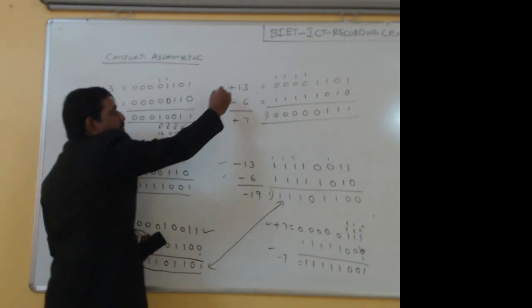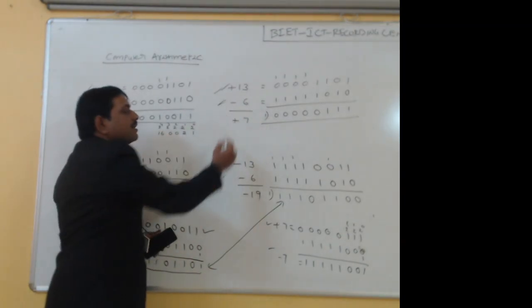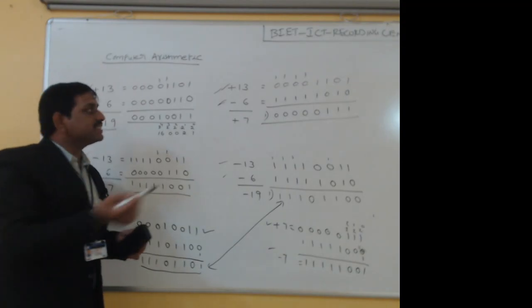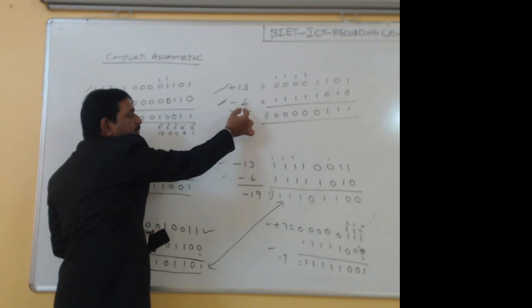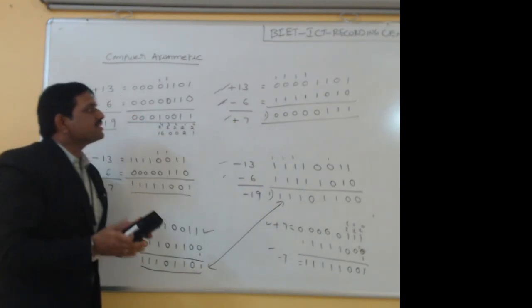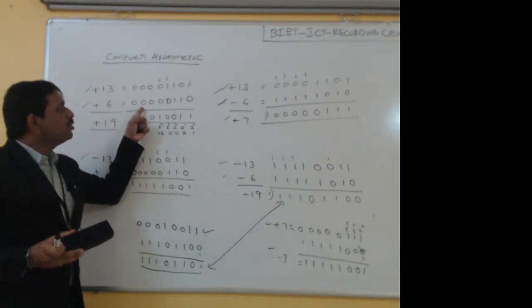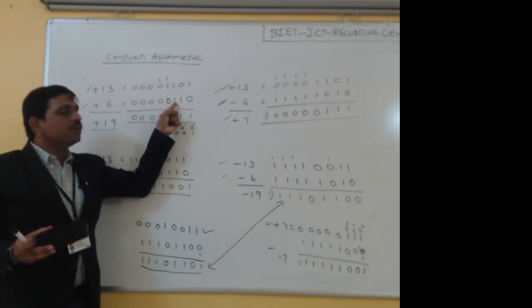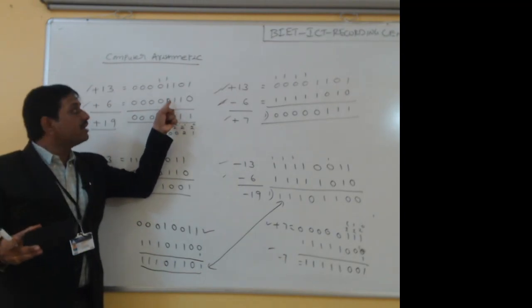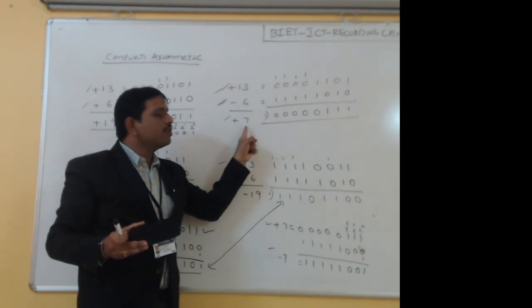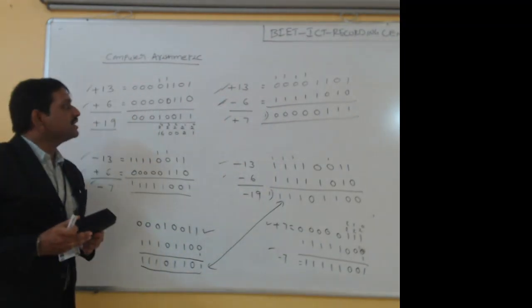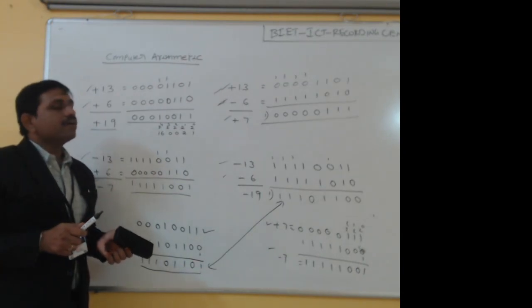Suppose plus 13. We know the plus 6, but minus 6 can be added. Adding plus 13 and minus 6 is equivalent to plus 7. We know the plus 6 value, the plus 6 value is this value. Then this 2's complement value is added to this value, and you can get plus 13 minus 6 is equal to plus 7. Likewise, addition and subtraction can be performed here.